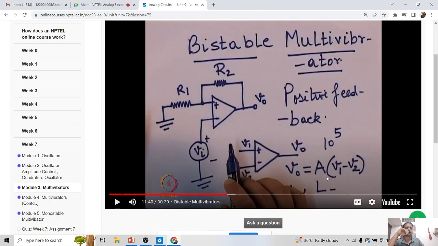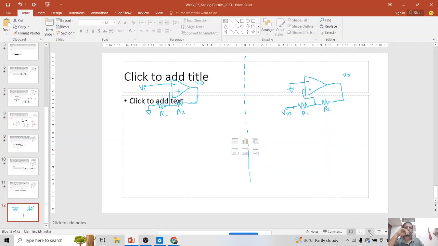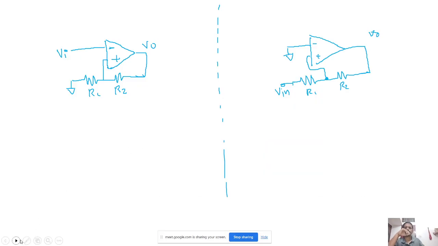This one. Okay. This A into V1 minus V2. Okay, I'll show you. So, I understood. Actually, this is our amplifier, right? Plus, minus. This is our normal op amp. Okay, so I have some input V1 and V2 to here. So what is the output here? Actually, it is A into V1 minus V2.